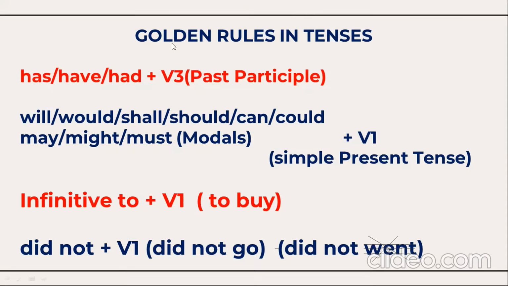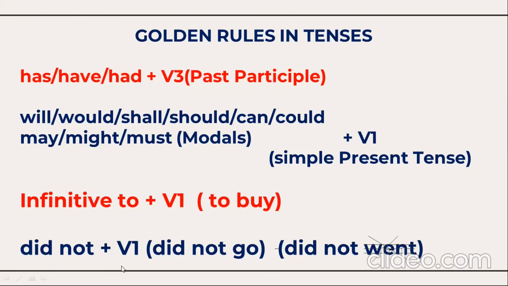Next one is the infinitive to. Next to to, if any verb is appearing, remember I'm not talking about any noun, I'm talking about the verb, it should be in the root form without any s or es. For example, he went to market to buy vegetables. So to buy, to eat, to write, all are without any s or es. After to, the verb should be without any s, es, ed or en.